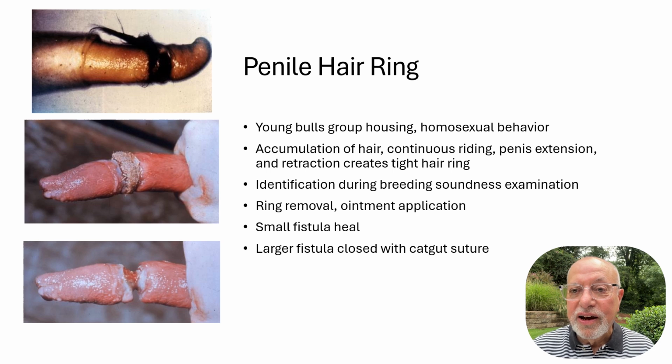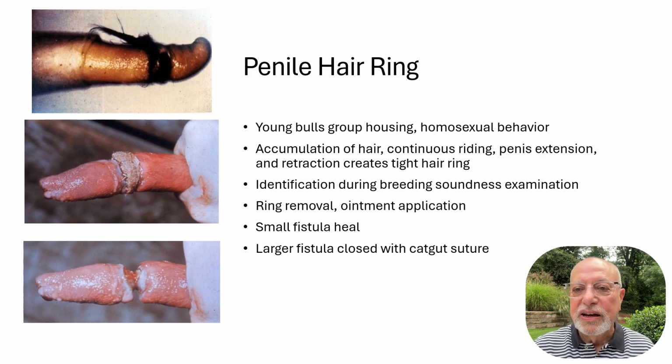Another common condition in young bulls we see is what you call the penile hair ring. Now, where does the hair come from? The tendency is that when you house young bulls, 2 years or so old, together, they have a tendency of homosexuality. They mount on each other. Some of them get in the rectum. Others have a tendency to rub their penis on the back of the other bull. And they keep picking up those hairs, and they keep going in and out, in and out. Pretty soon you have this accumulation of hair, and it starts getting tightened up in this ring.